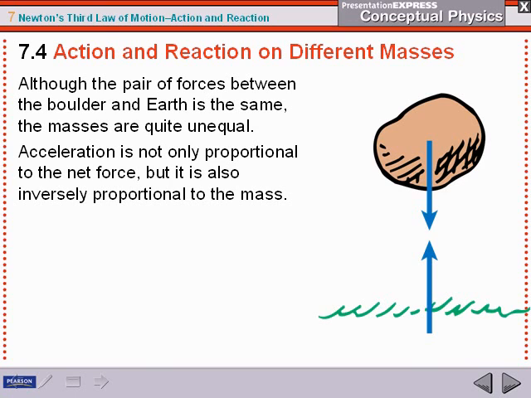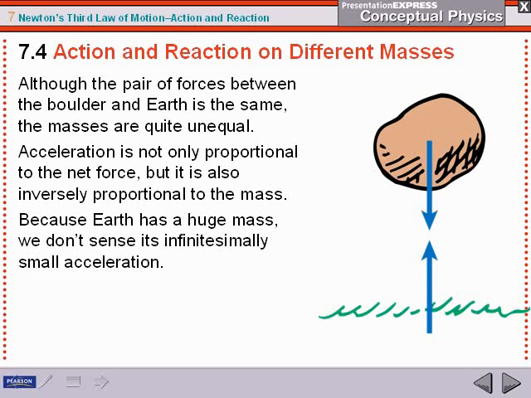And if the masses are unequal, then the acceleration is going to be unequal because it's inversely proportional to the mass. And if the force stays the same, the acceleration is going to change due to the differences in the two masses. So because the Earth has a huge mass, we don't sense that very, very tiny amount of acceleration as it's being pulled up to the boulder.